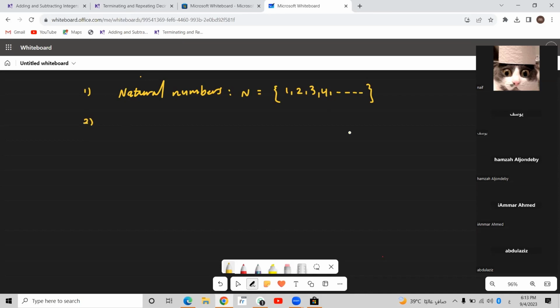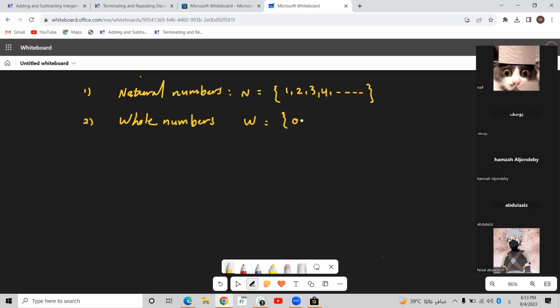Okay, number 2. Who can tell me set number 2? Yusuf. Set number 2 is whole numbers. Whole numbers. So what's the difference between whole numbers and natural numbers? There's a 0 in whole numbers. So whole numbers are exactly as in N, but we add 0: 0, 1, 2, 3, etc.